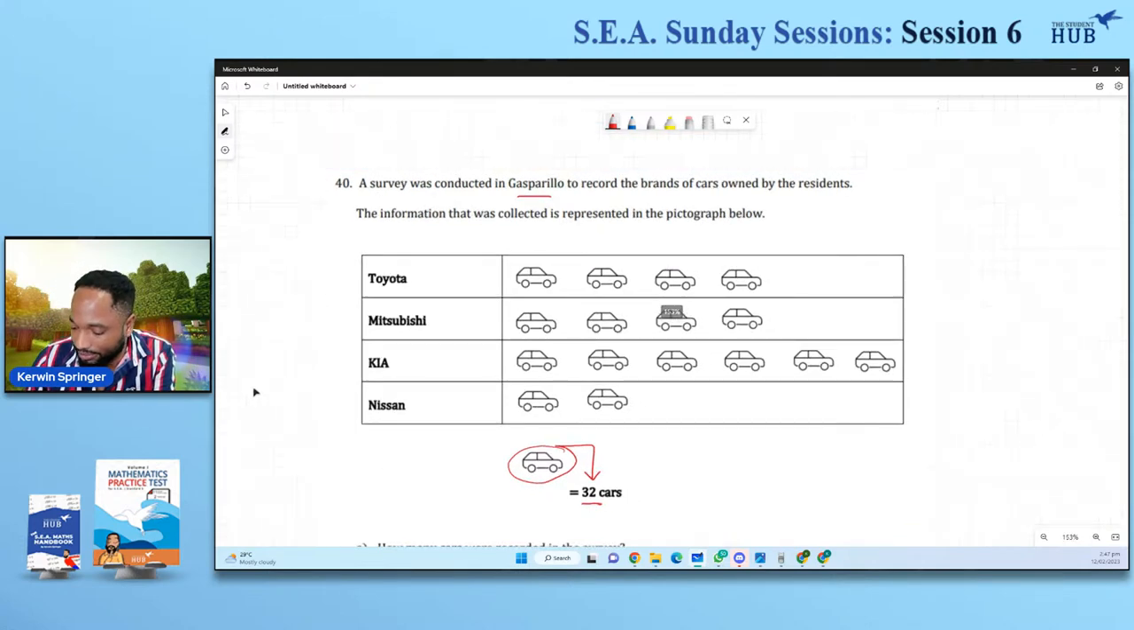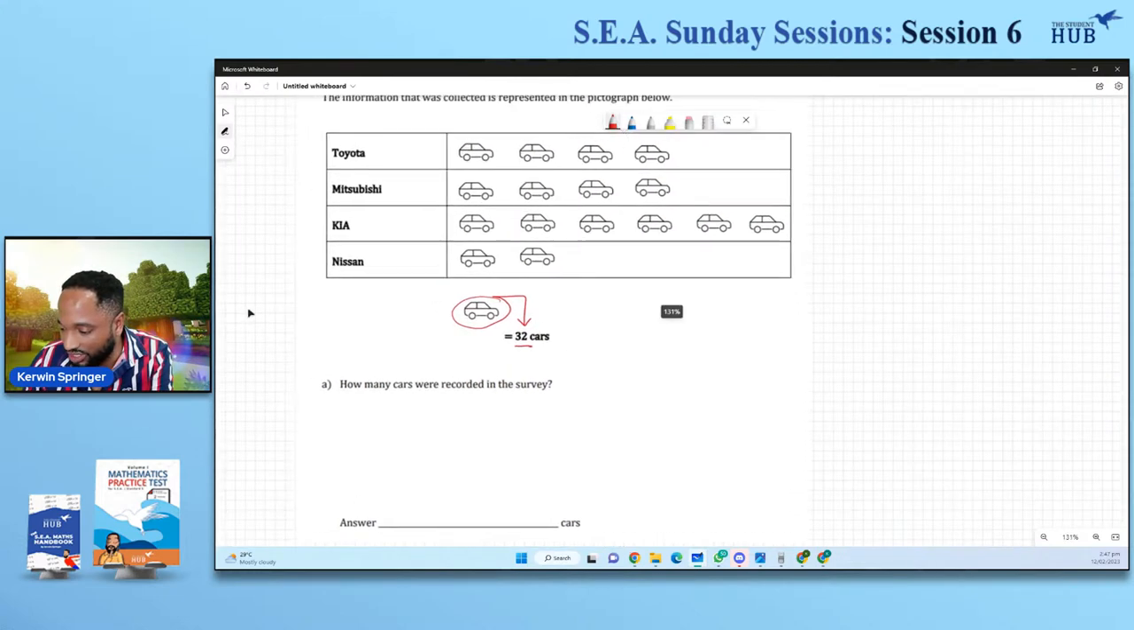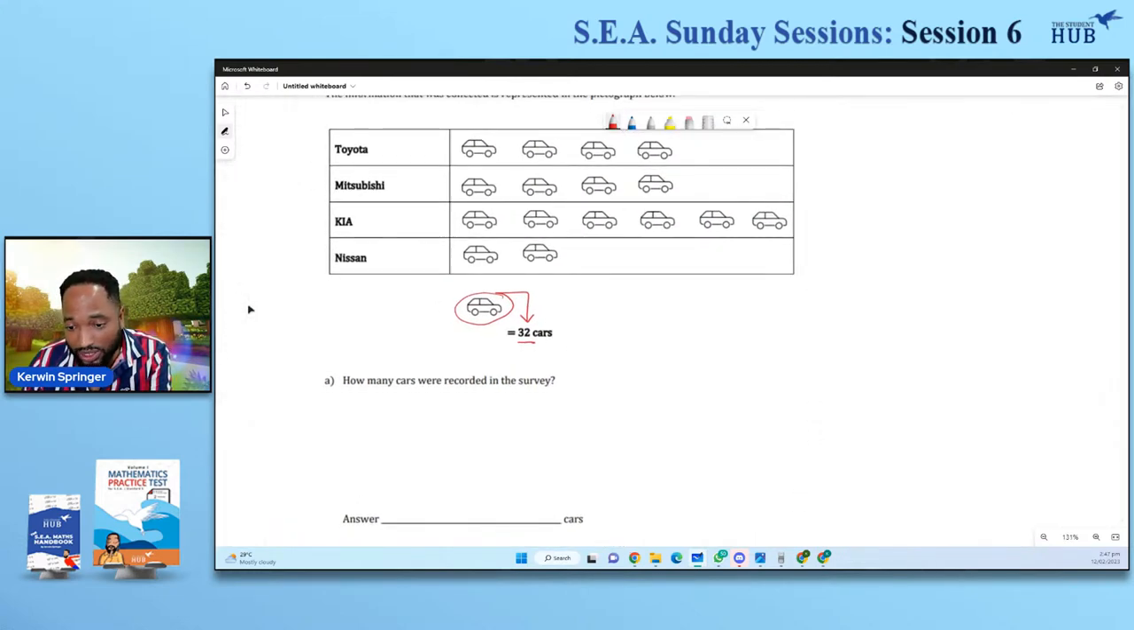Okay, fine. How many cars are recorded in the survey? I never do so much multiplication in my life. This is real multiplication. 1, 2, 3, 4, 5, 6, 7, 8, 9, 10. Y'all know what I'm doing, right? I'm counting up all the number of cars. And since each symbol represents 32 cars, I will say 32 by 16, which is 256 times 2, which is what? 512 cars. I see somebody put it real fast. Yes, it's 512 cars.